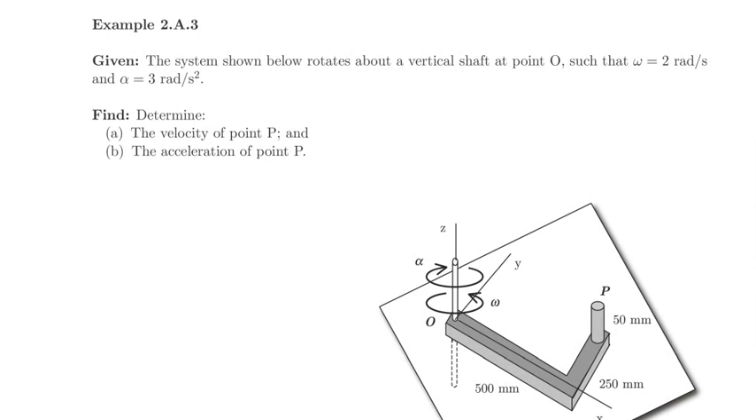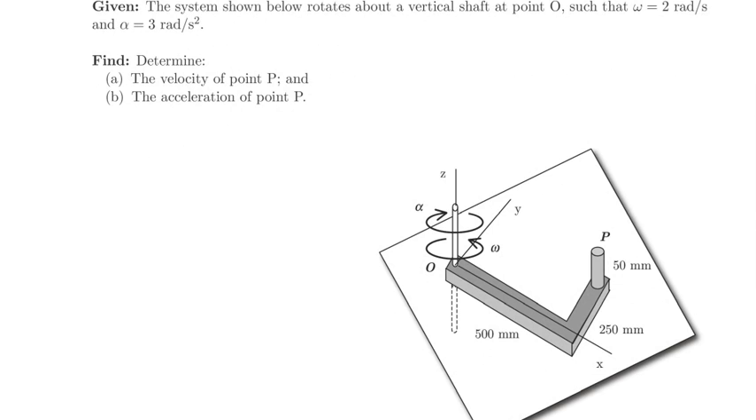Okay, so in this example we have a 3D object undergoing plane motion, so we can extend the results we've been using for two-dimensional systems to 3D. In particular, we're told that this angled bar specimen is rotating about a vertical shaft at point O with a given angular velocity and angular acceleration, with directions indicated in the figure below.